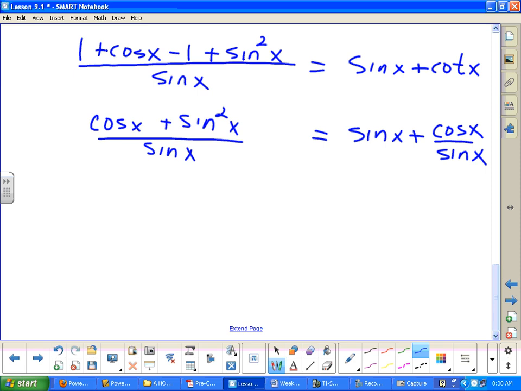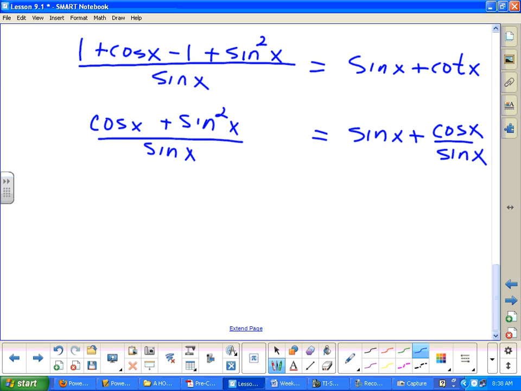Now I look at this and I have this sine of x in the denominator as a common denominator, right? Which means I can do what? No, I can't. You can't do things on both sides. You can't get rid of this. It's got to stay here. Okay? But this is the common denominator, correct?